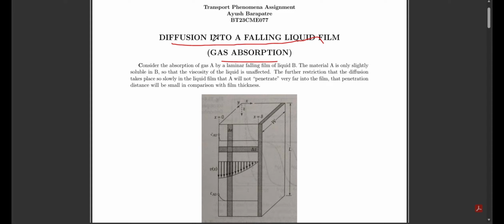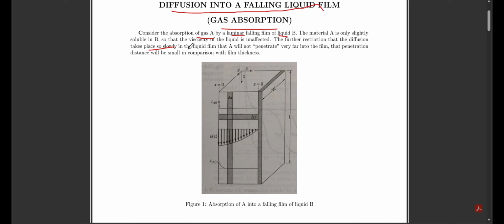So here we are going to study how a gas gets absorbed into a liquid film which is flowing downward under gravity. We are considering a gas A being absorbed into a liquid B, and we are assuming it has a laminar flow. The flow is laminar and the liquid forms a thin falling film and the diffusion is very slow.